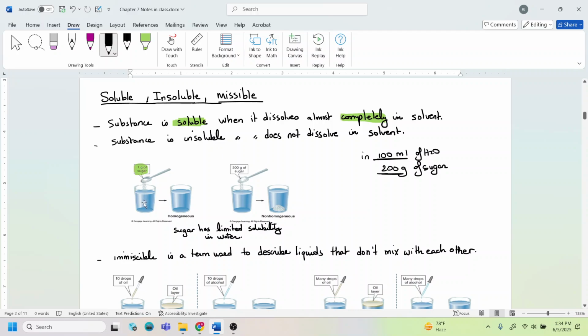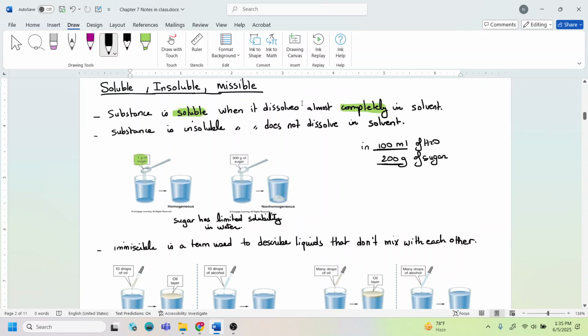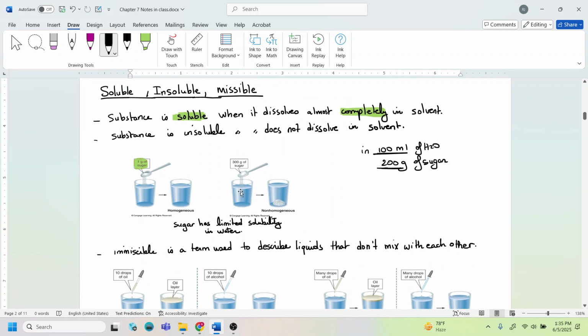Now, a saturated solution is whenever you put 200 grams in 100 mL of water. That will be a saturated solution. So a saturated solution is the solution that contains the maximum amount of possible dissolved solute in a specific condition of temperature and pressure. And then a supersaturated solution: if you put 300 grams of sugar in water, I know that in 100 mL of water, I can accept only 200 grams of sugar. So the remaining 100 grams of sugar will precipitate. That will make this a supersaturated solution.